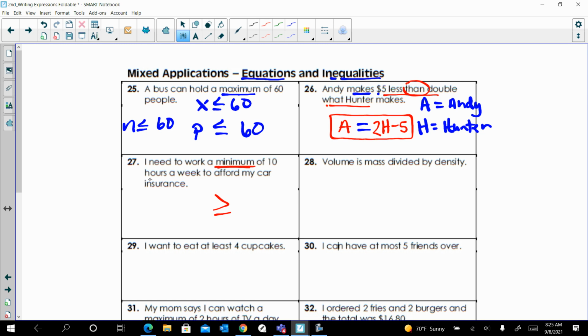So I'm just going to say, we're talking about the minimum amount of hours per week. You can say X is greater than or equal to 10, or H, your hours, needs to be greater than or equal to 10. Doesn't matter. Just make sure the variable is greater than or equal to 10.